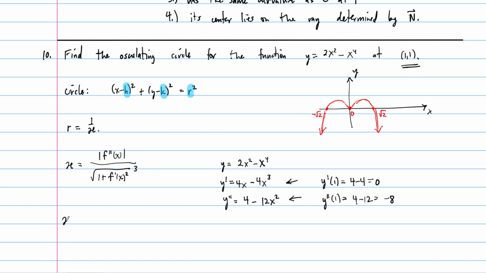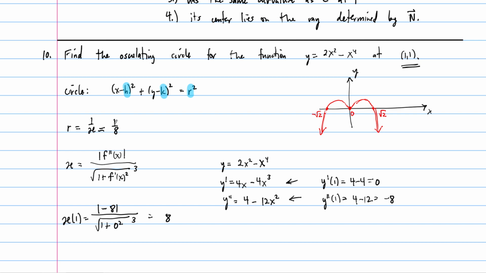Okay, so let's see what the curvature is then. We plug all this stuff into our formula. We get the absolute value of negative 8, the second derivative, divided by the square root of 1 plus 0 squared, cubed. And so altogether the curvature is just 8. And so our radius is going to be 1/8, right? Our radius is 1/8. All right.